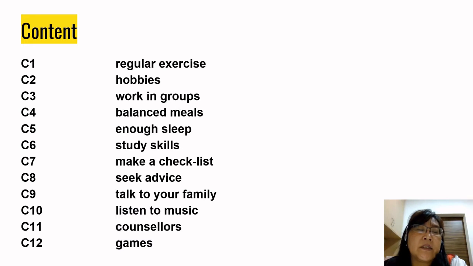C1, regular exercise. C2, hobbies. C3, work in groups. C4, balanced meals. C5, enough sleep. C6, study skills. C7, make a checklist. C8, seek advice. C9, talk to your family. C10, listen to music. C11, counselors. C12, games.